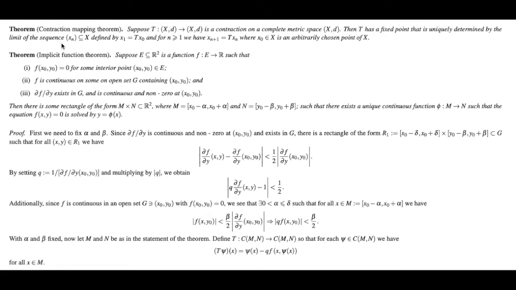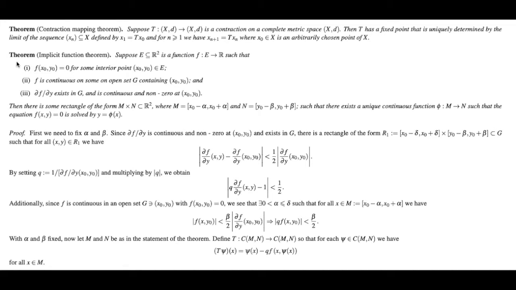And it really doesn't matter so much what this sequence is. It's really only important in the proof of the contraction mapping fixed point theorem. But what's really important is that T has a fixed point, and that there is only one such fixed point. The existence and the uniqueness are important.